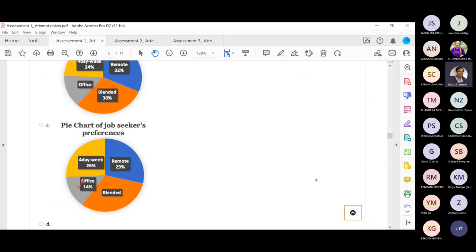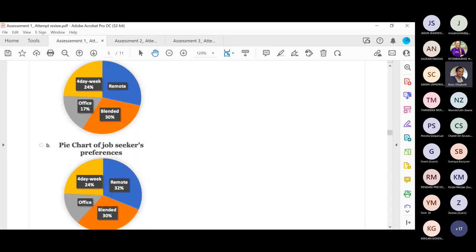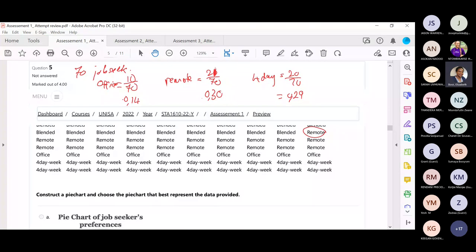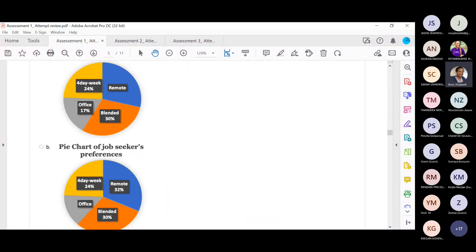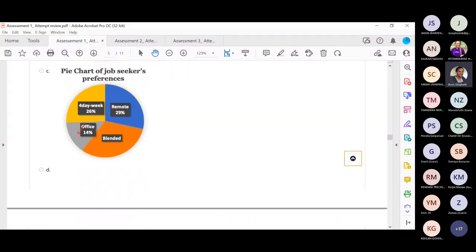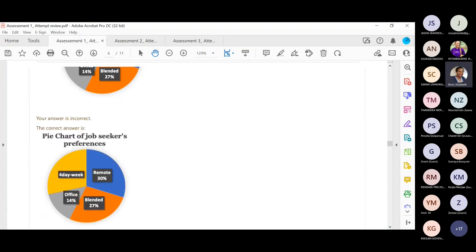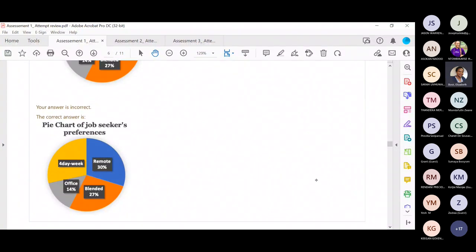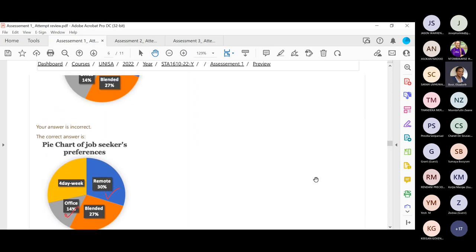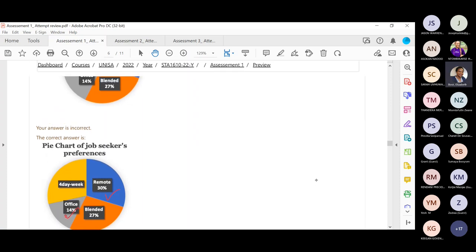14%, which is what we got. And remote is 30, that's what we got. 14, 30, and 29 for 4 days. And that says 26. Oh, and this one, we can't even see the picture. This one, we are able to see 14, it's correct, 30 is correct. So now we can go and calculate blended.